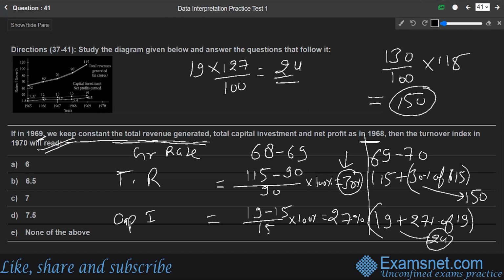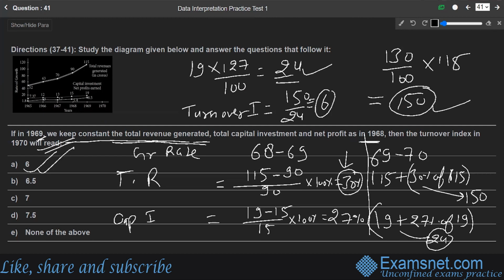So clearly we can see for the turnover index, we need total revenue and the capital investment. So the turnover index for the next year simply becomes 150 divided by 24, which is approximately equal to 6. So that becomes the right answer, the value 6, option number A.